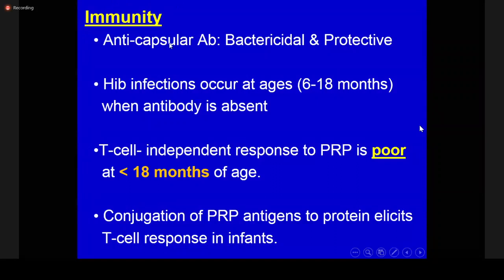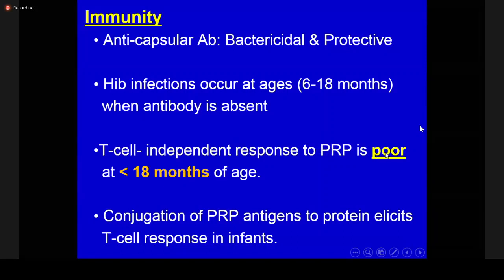Immunity is anticapsular, of course, which is bactericidal and protective. These anticapsular antibodies can kill the microorganism. Hib, that is to say Haemophilus influenzae type B, can occur at ages between 6 and 18 months, that is to say, under 2 years of age, especially when antibody production against the capsular antigen, which is a polysaccharide antigen, is absent or deficient. T-independent response to PRP is poor.